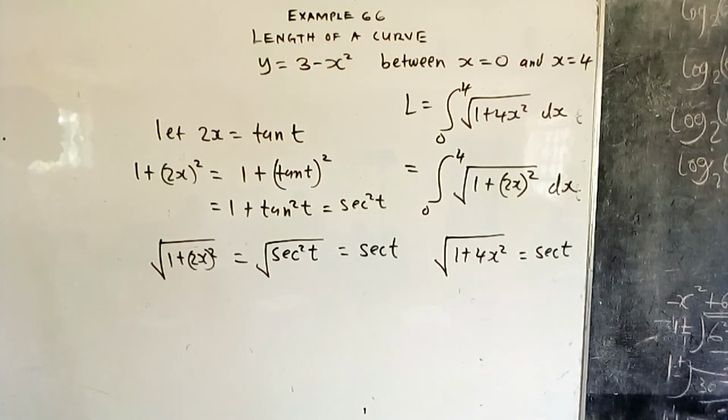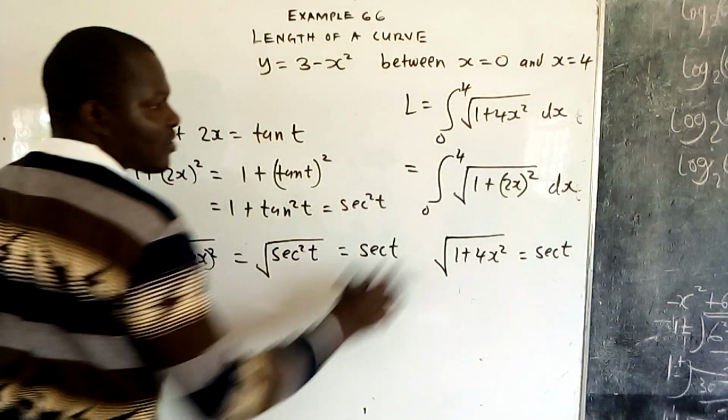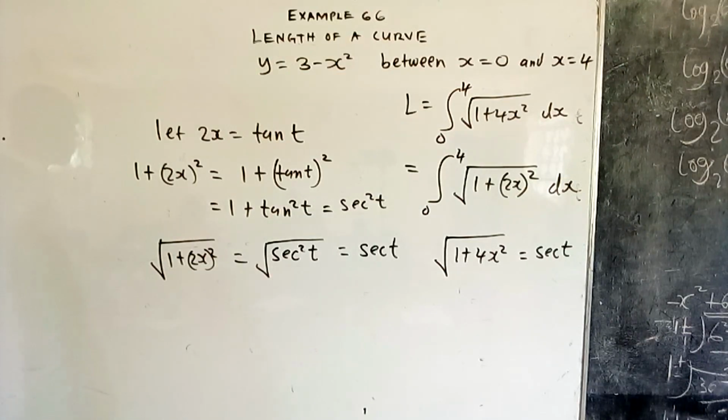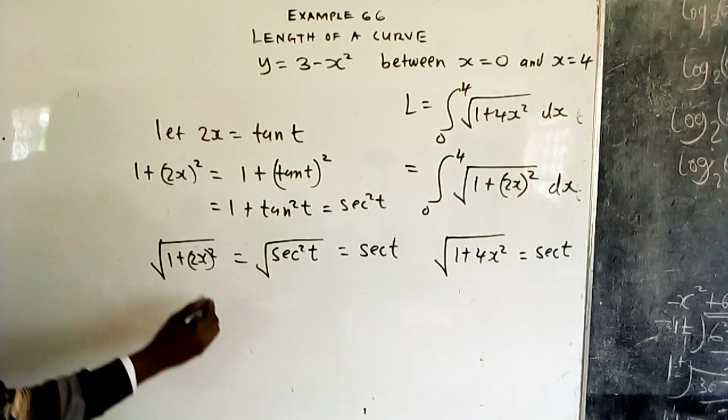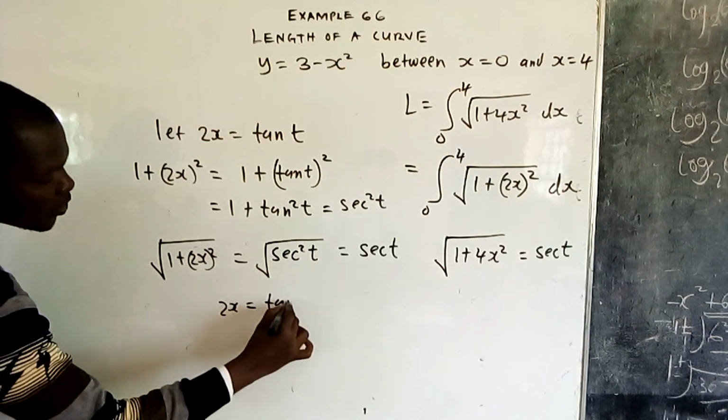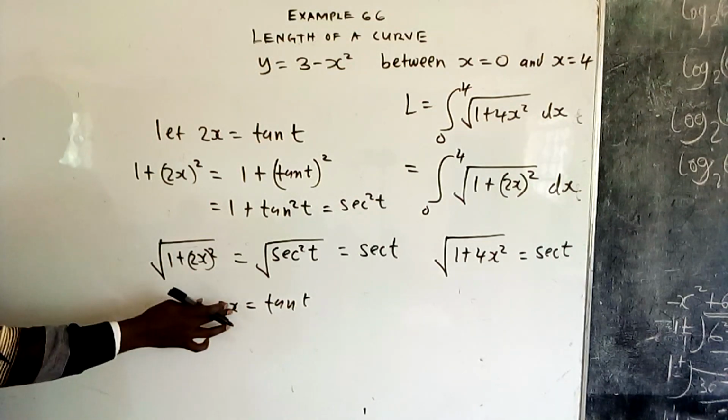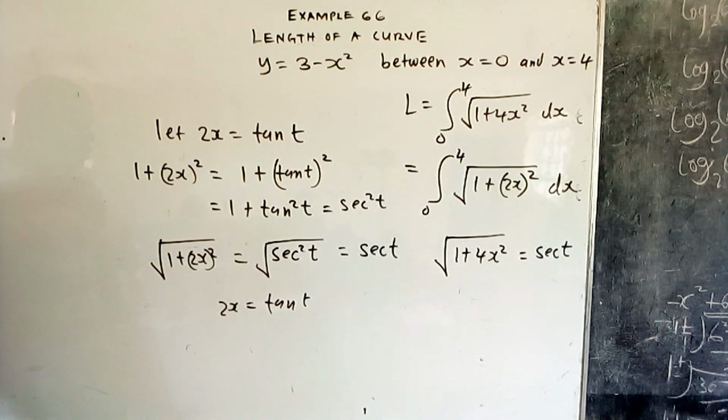So what we need to look for is the x we are transforming. What we need now is the x. What is the x? So you come here, you say 2x was equal to tan t. So if you differentiate x with respect to t, what do you get?